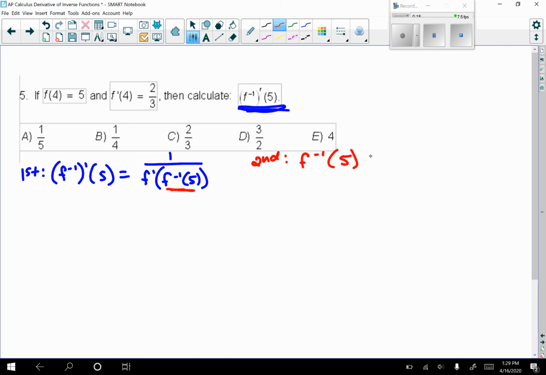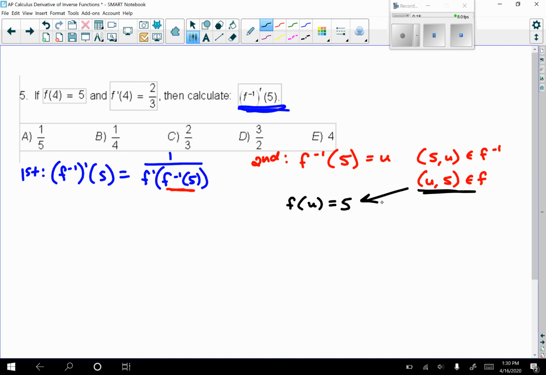Well, right now, I'm going to go ahead and still let that equal u. We're going to go through the same steps. So then, again, this means that (5, u) is contained on our inverse function, and then (u, 5) is contained on f. And then what this means is that f of u is equal to 5. So we're able to come up with this ordered pair, and that leads us to write that function notation.